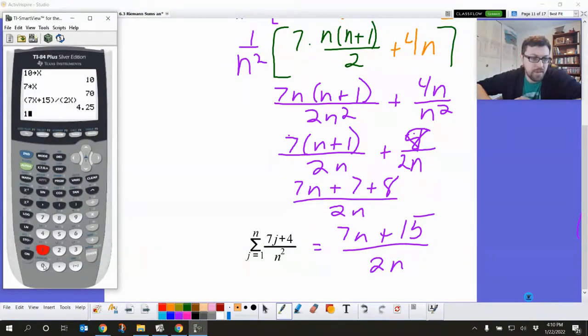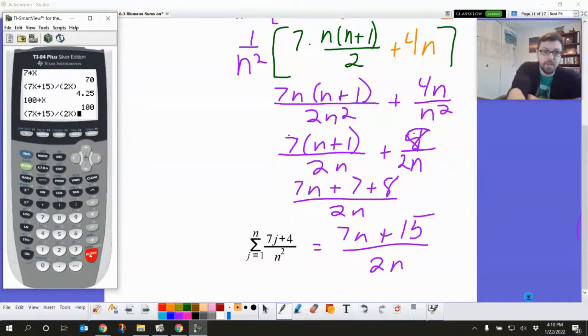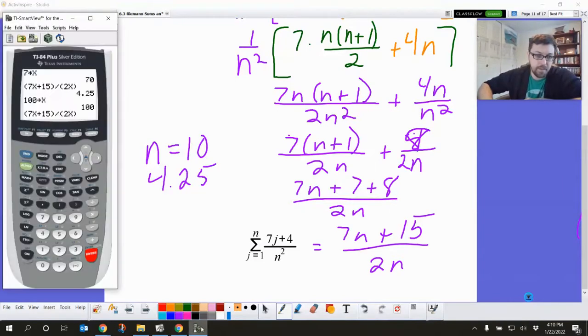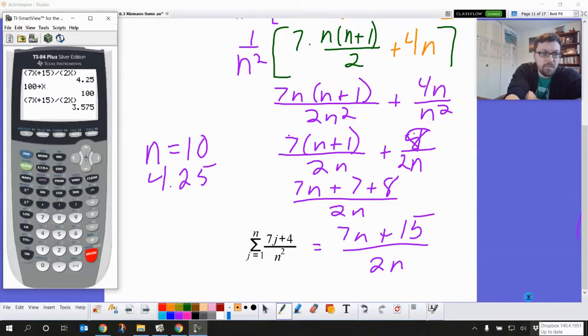But the next one they want us to do is 100. So I'm going to do 100. I'm going to store that as x. Okay, calculator, remember that. And now I can just do second enter a couple times. So I can just get this back, and then I can figure out what the next one is. So when n equals 10, the summation was 4.25. When it's 100, we get 3.575.